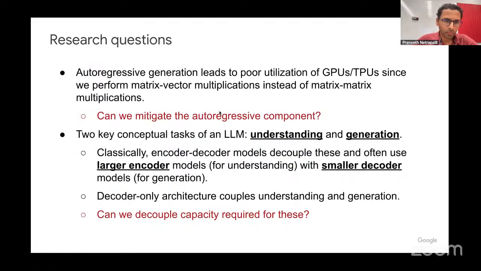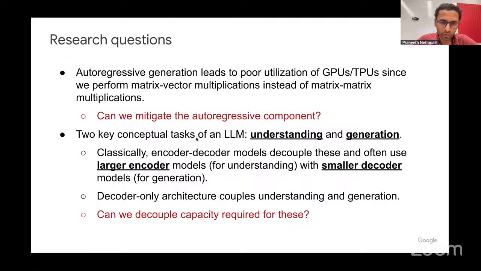The main research question we wanted to understand was that this autoregressive generation leads to poor utilization of GPUs and TPUs, as I just mentioned, because it uses only matrix-vector multiplications. So we wanted to understand whether we can mitigate the autoregressive component.